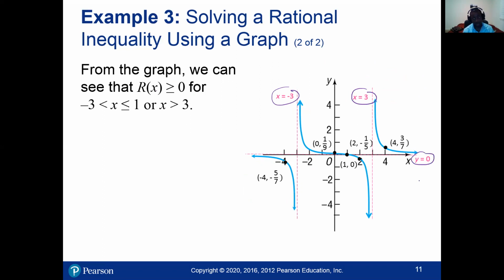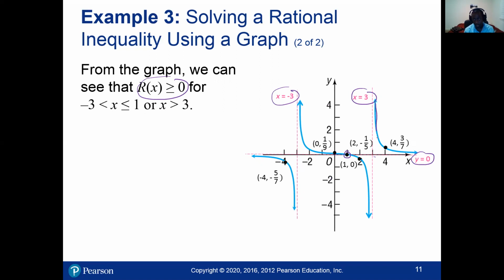The line y equals 0, or the x-axis. When we graph this, we have this kind of graph. Where is the function greater than or equal to 0? Well, it is positive right after the vertical asymptote to the right, up to 1, and then after 3. So the solution set will be the portions where it is above the x-axis.